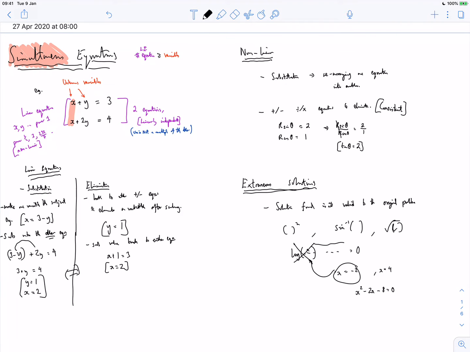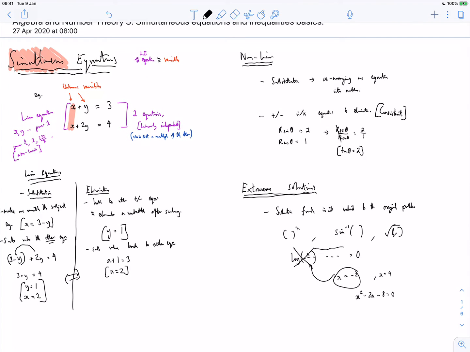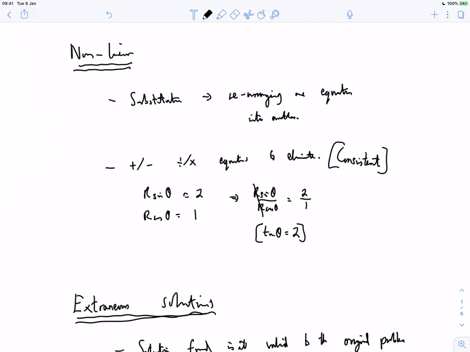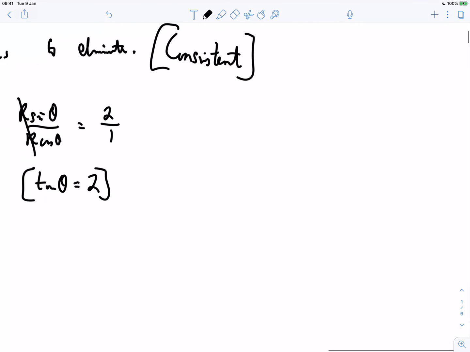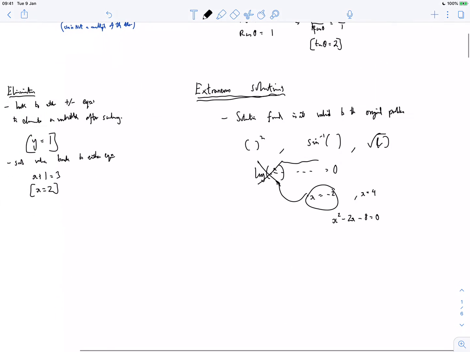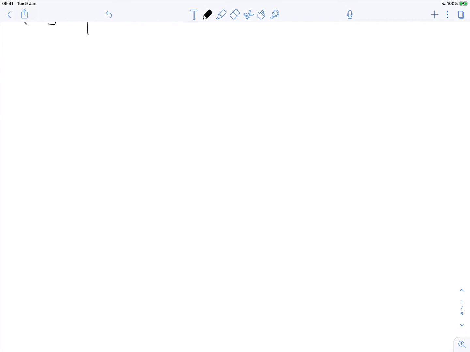So, simultaneous equations wise, let's do a nonlinear one really quickly. Let's do it down here. Let's suppose I have got x squared plus y squared equals 169, and x plus y equals 17.